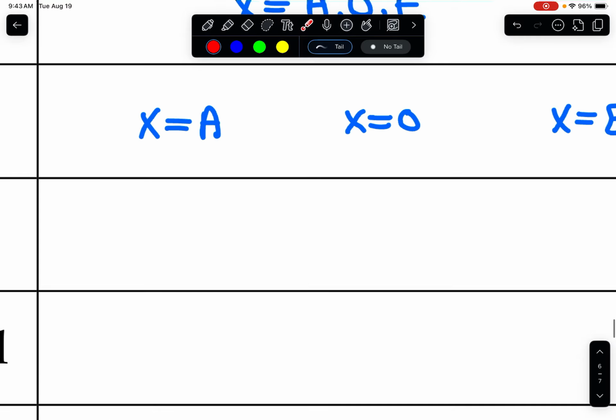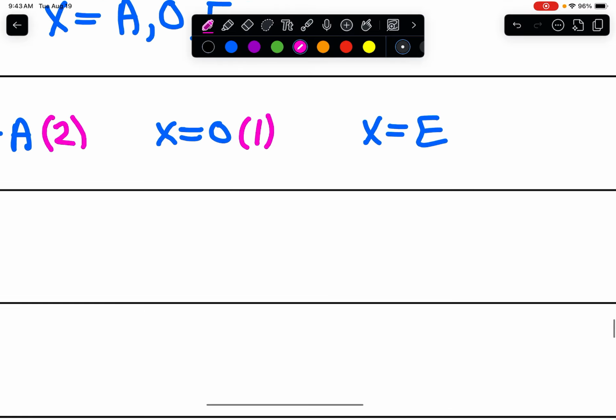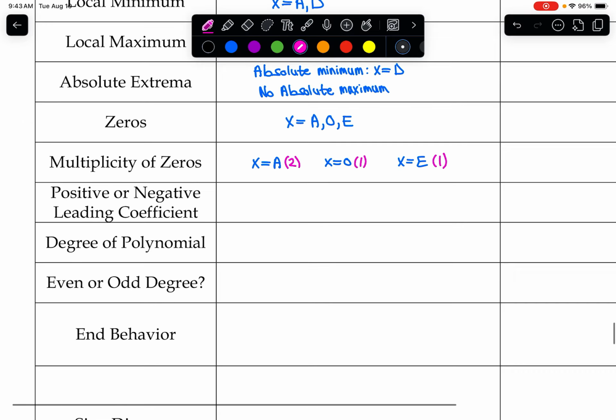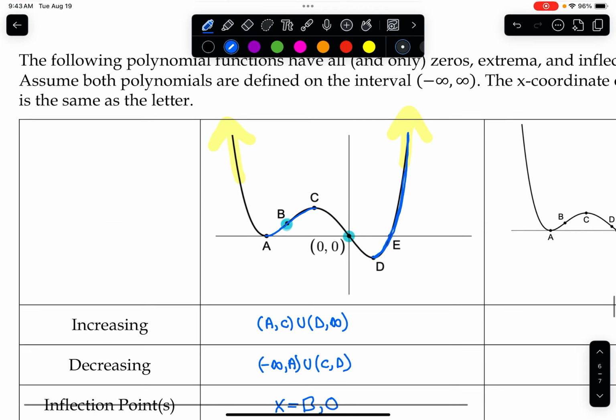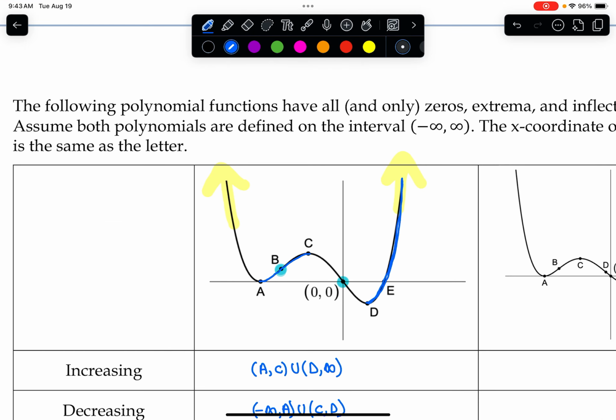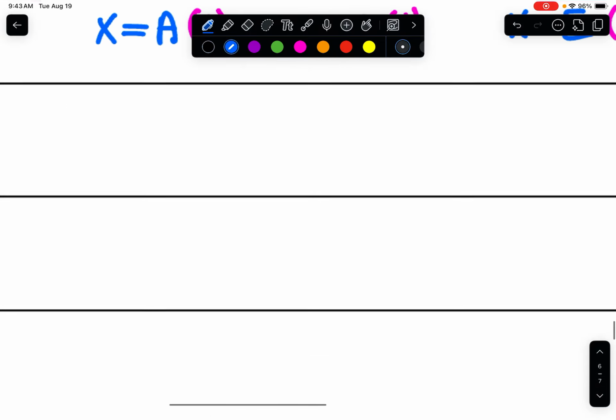So over here, for the multiplicity, I'm going to write these in parentheses. So that would be 2, 1, and 1. And then looking at the leading coefficient, we're looking to see if it's just positive or negative. When I look at my end behavior, it's going up and up on both sides, which tells me it's a positive even function. So I know it's going to be even, or positive rather.